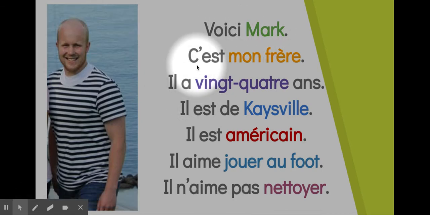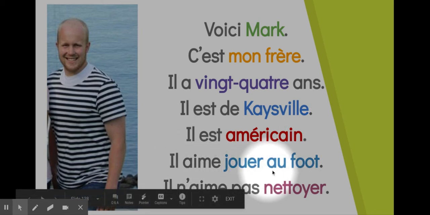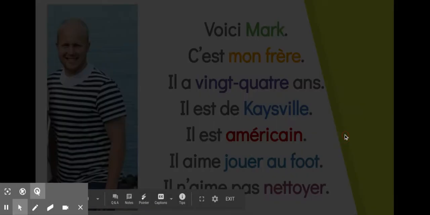Okay, en anglais, voici Marc. Here's Marc. C'est mon frère. Good. It's my brother. What about this one? Il a 24 ans. Bien. He's 24 years old. Il est de Kaysville. He's from Kaysville. Il est américain. Bien. Il aime jouer au foot. Et il n'aime pas nettoyer. He doesn't like to clean. Excellent.